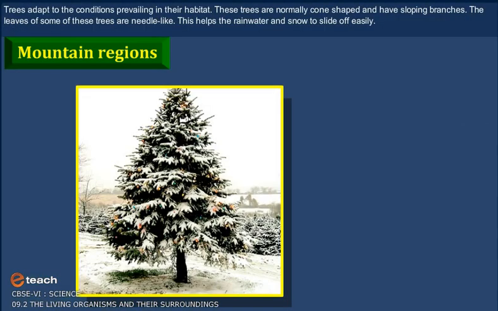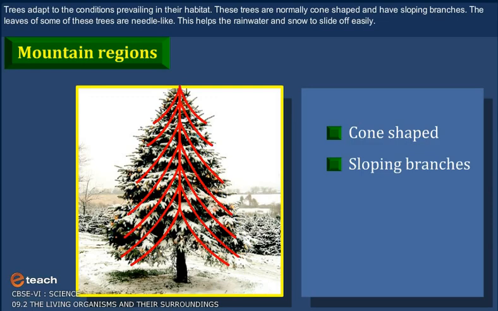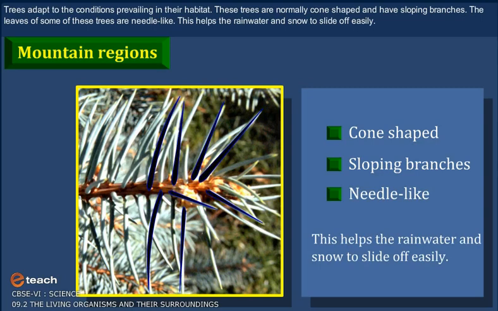Trees adapt to the conditions prevailing in their habitat. These trees are normally cone-shaped and have sloping branches. The leaves of some of these trees are needle-like. This helps the rainwater and snow to slide off easily.